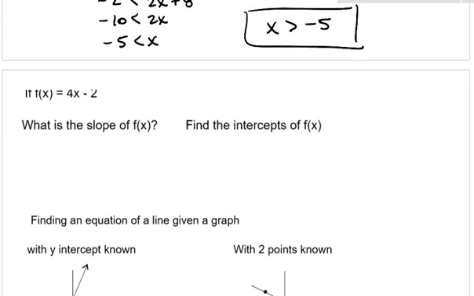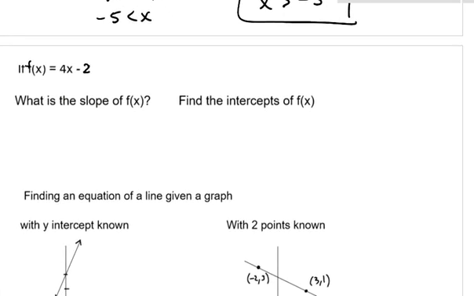On y'all's copy, does that say 4x minus 2? Cut off. Got it. So this is f of x equals 4x minus 2. Okay, first we might look at what is the slope? Well, this is in mx plus b form, so I'm just looking at this number. The slope equals 4.